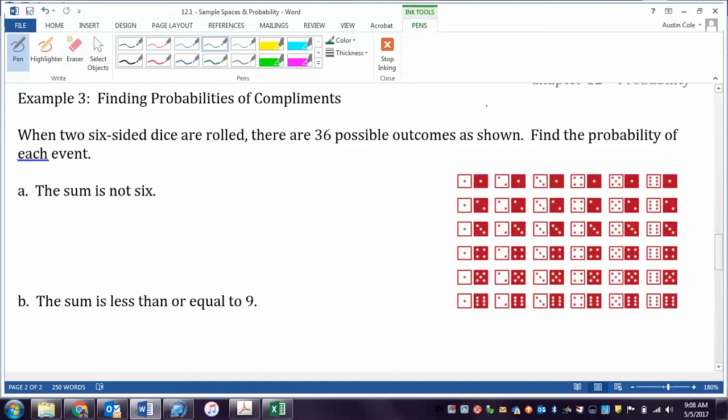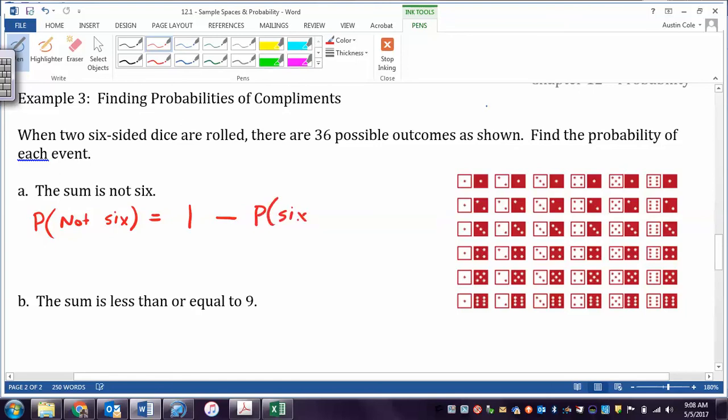So what I'm getting at here is the probability of not 6 equals 1 minus the probability that it is 6. Does that make sense?